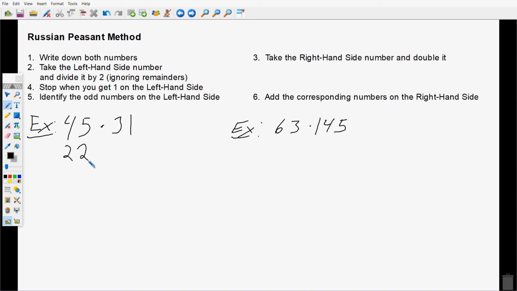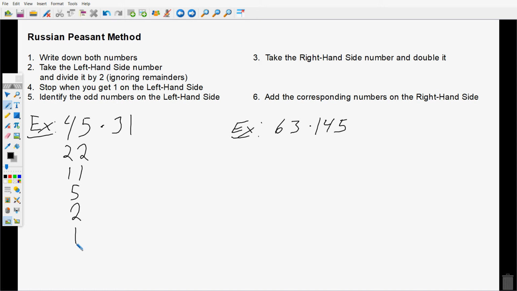Again, ignore the remainder. Then I take 22 divided by 2. It's 11. Take 11 divided by 2. So how many times does 2 go into 11? That'd be 5. How many times does 2 go into 5? That'd be twice. And how many times does 2 go into 2? That's 1. And it says for step 4, stop when you get 1 on the left-hand side. I got 1 on the left-hand side, so I stop.